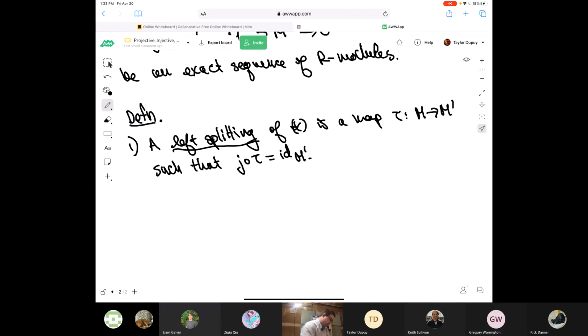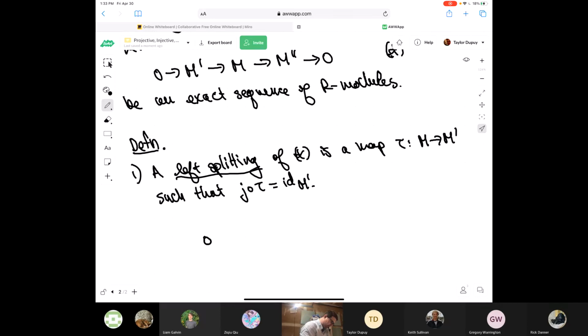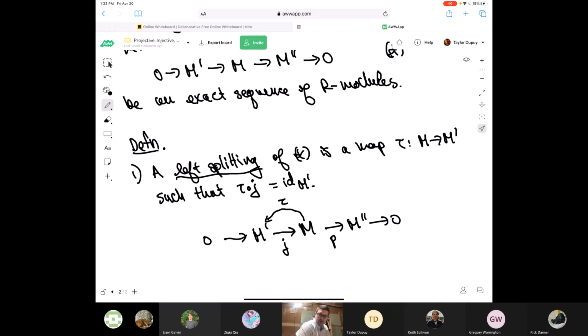Okay, and then here's the picture, right? So we'll have our sequence here. And then this is J, and this is P. This is the injective map. This is the projective map, right? And then we're going to have this map tau here. And so if you go J, then tau, sorry, this should be the other way. J, then tau. So tau, J. So if you go J, then tau, then you're going to get the identity. Okay.